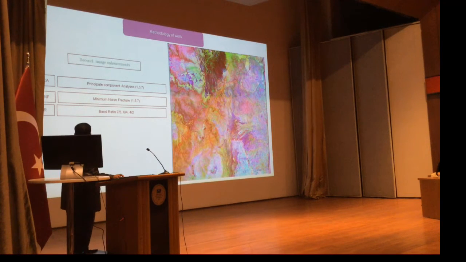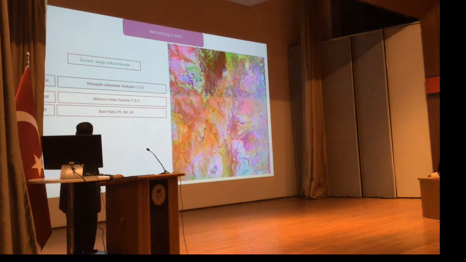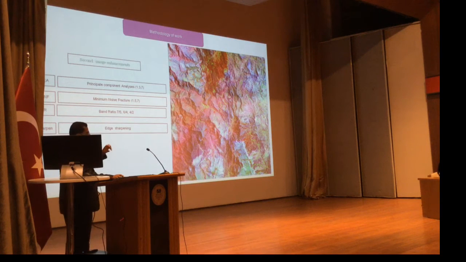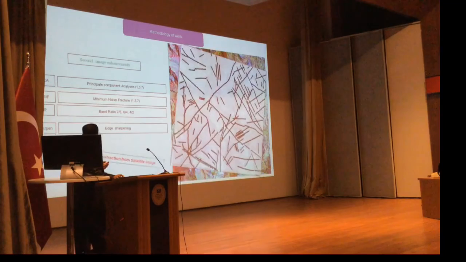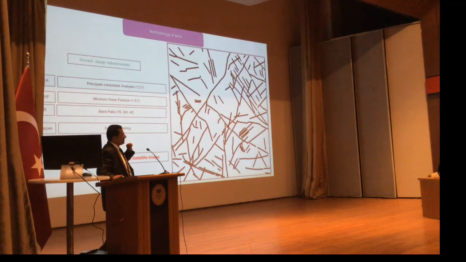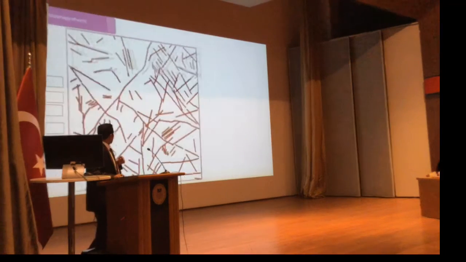And third, we use the band ratio, and we get a good satellite image, and it's easy to extract the elements. And you can do the edge sharpening for the rocks. Finally, you can easily extract the elements, and this is my final map. This is an easy way to extract the elements.